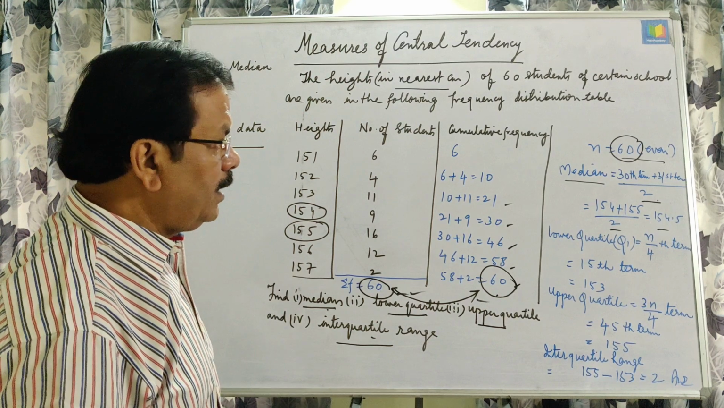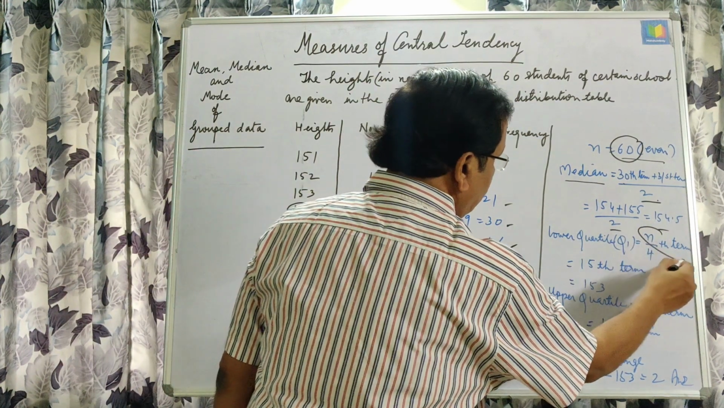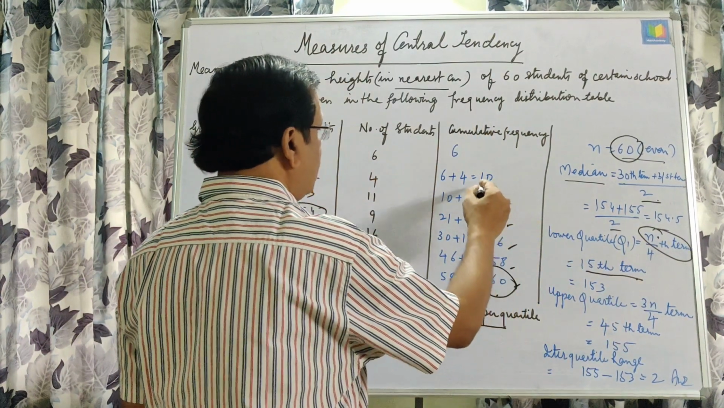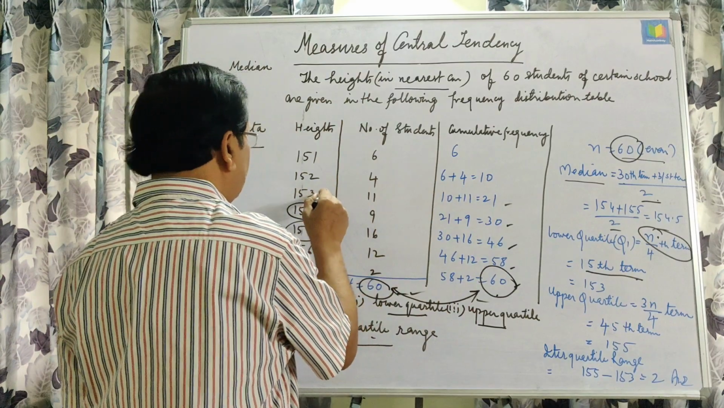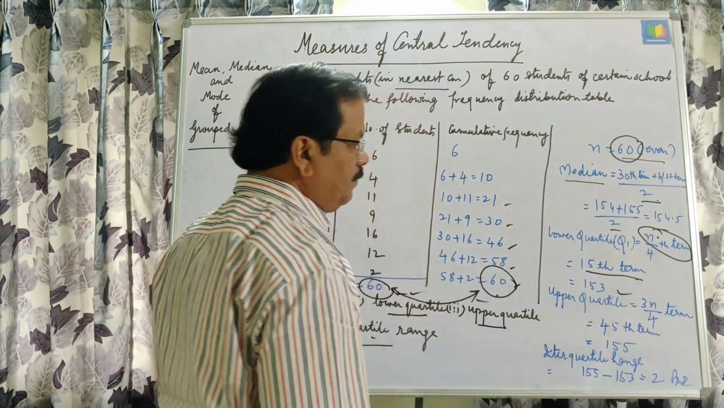For the lower quartile, this is 1/4 of the nth term, and that is the 15th term. Again here we can see the 15th term will be in this row, that is, the lower quartile will be 153.